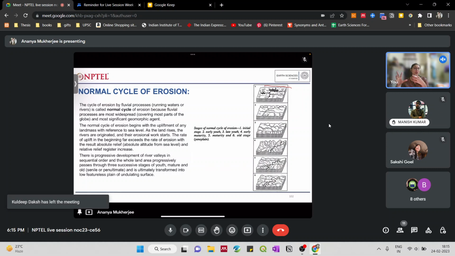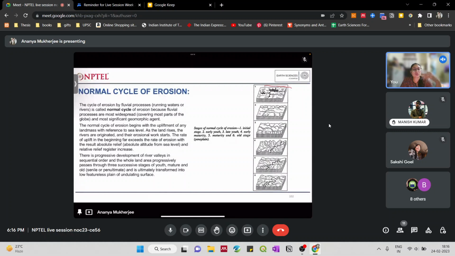The relief for the flow of the river will start decreasing, so from the mountains it is going to come to the foothills and then to the plains, and then it will move to where it will meet the sea. During this time the erosion is happening, and the river valleys will be forming because of the erosion.